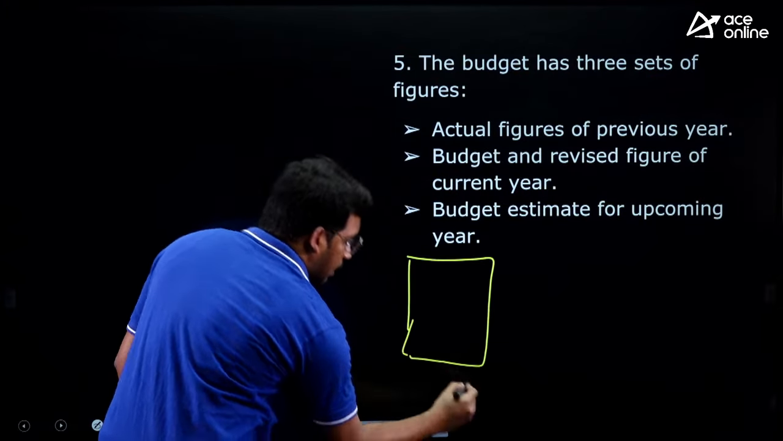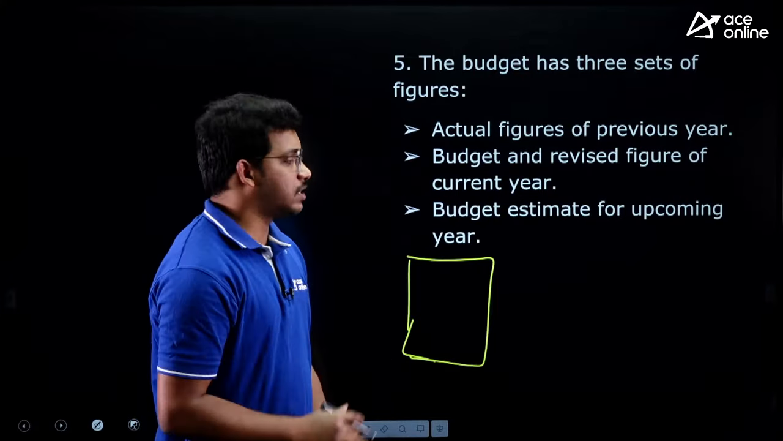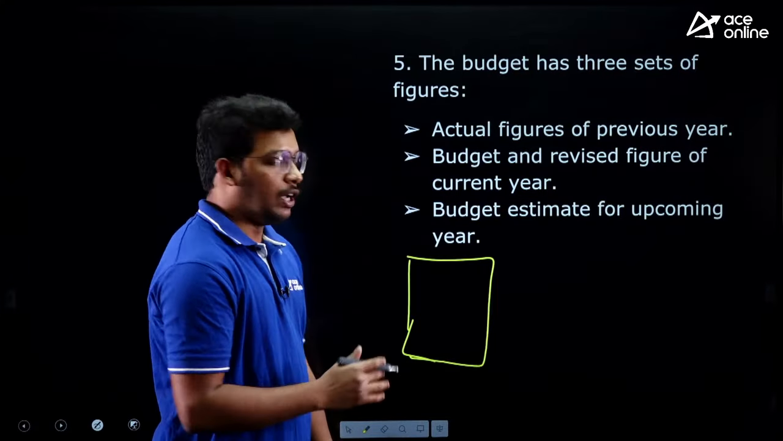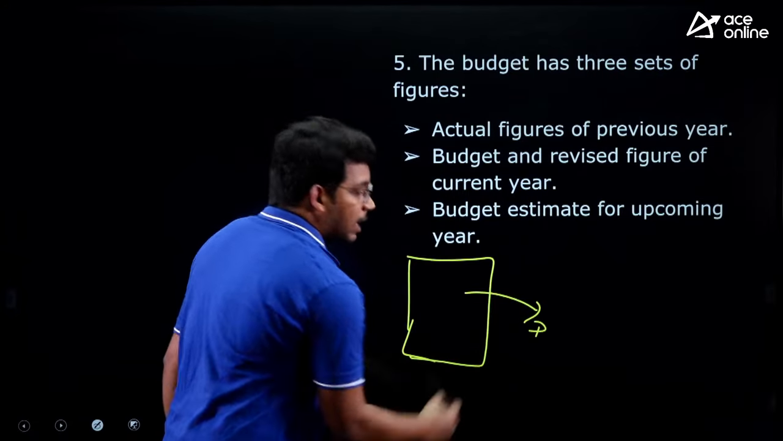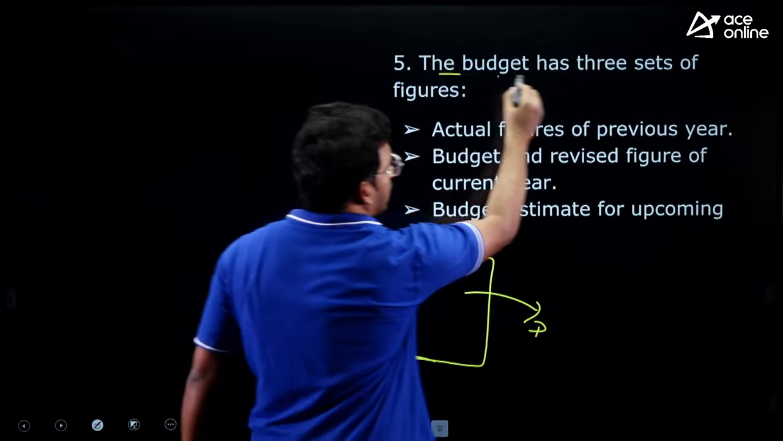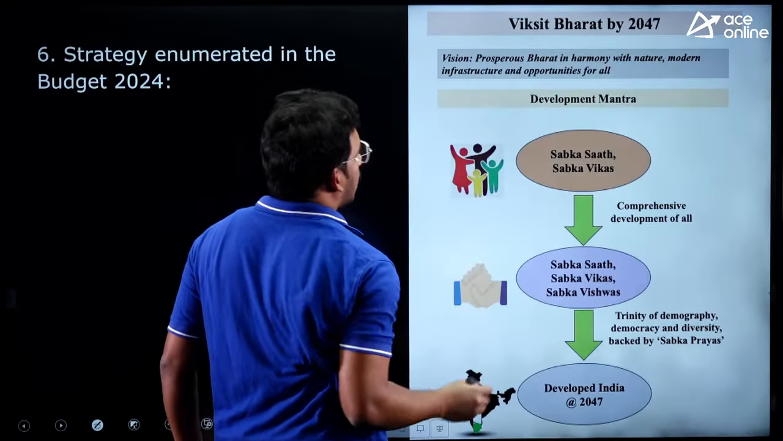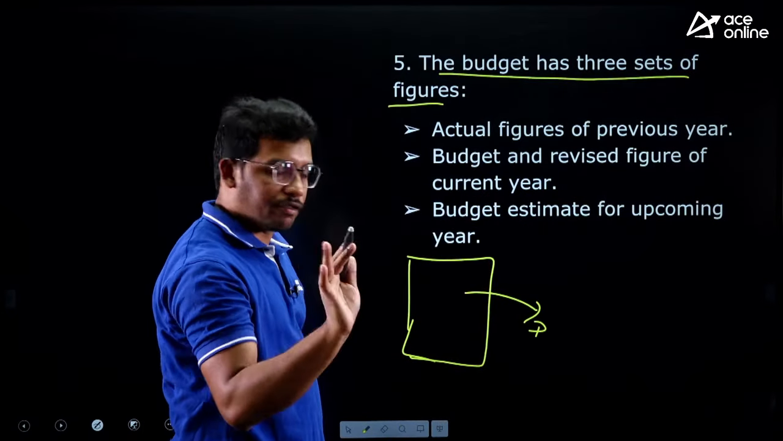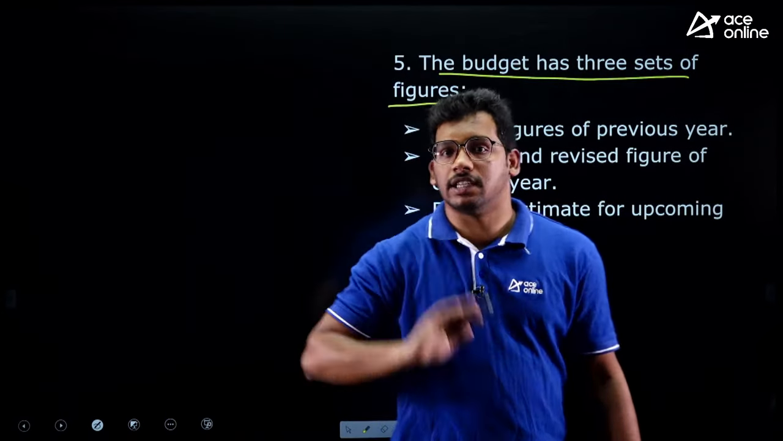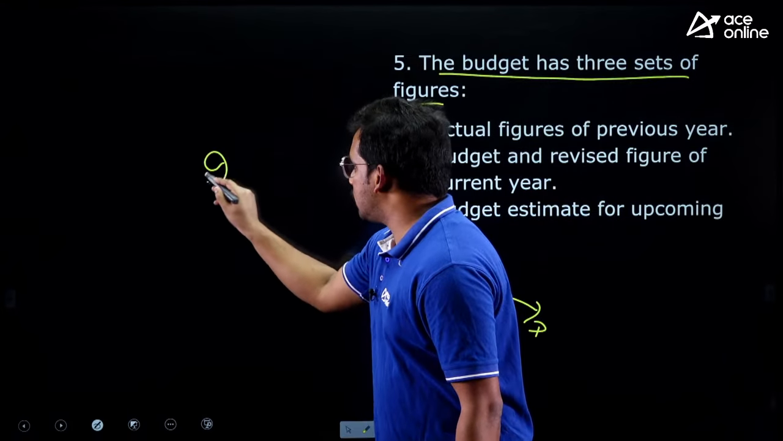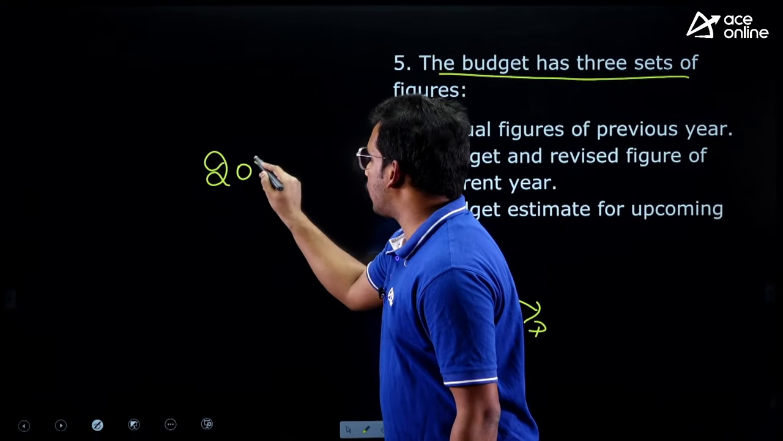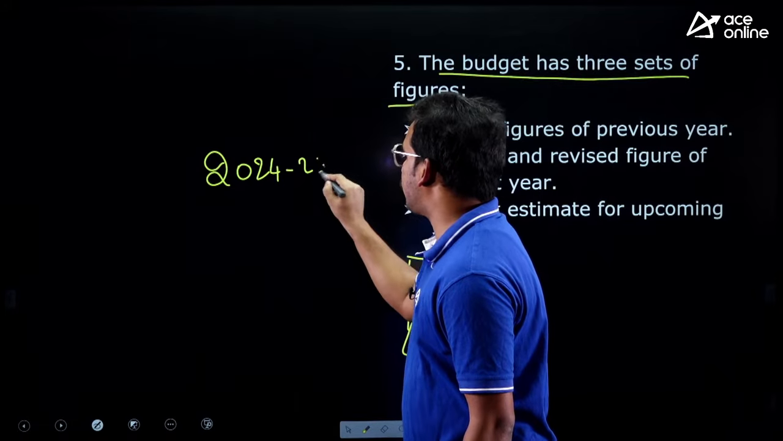The budget document that the Ministry of Finance, Nirmala Sitharaman ji at present, is putting in front of Parliament has three sets of figures. Here you need to understand, there are three sets of figures. Let's understand with an example. Now the government came forward with the 2024-25 budget.